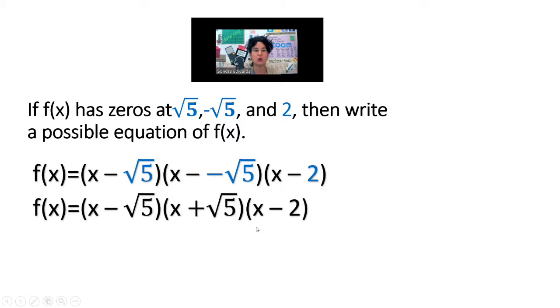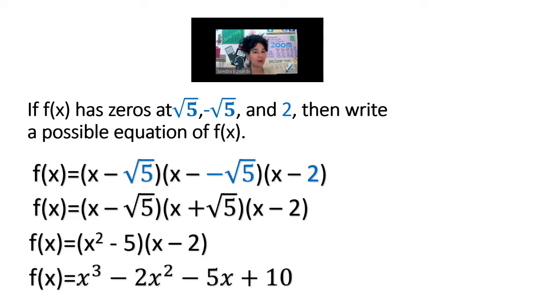So I need to FOIL together these. A shortcut when you are FOILing conjugates, these are conjugates, right? They're exactly the same, just one has a minus and the other has a plus. You can skip outer and inner when you multiply because you know those are going to cancel when you multiply conjugates. So x times x is x squared. Root 5x and negative root 5x, those are gone. And then negative root 5 times positive root 5 is negative 5. All right, so we have that, and then we'll FOIL together those, and we have our polynomial.